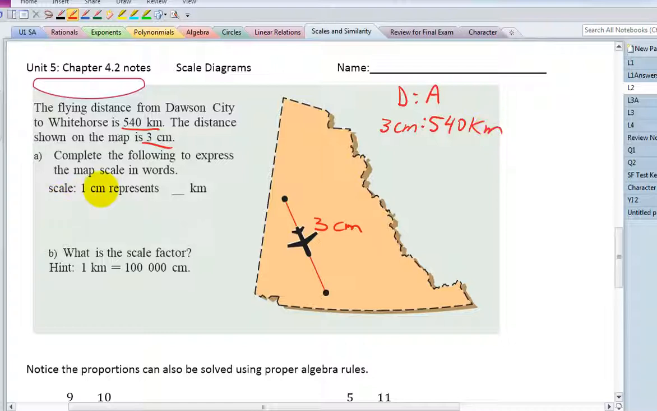So let's start here. 1 kilometer equals how many meters? 1,000.